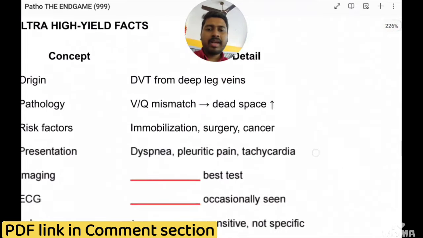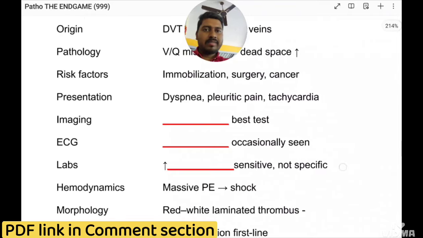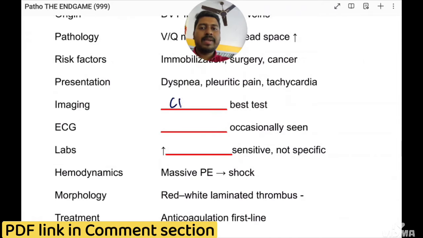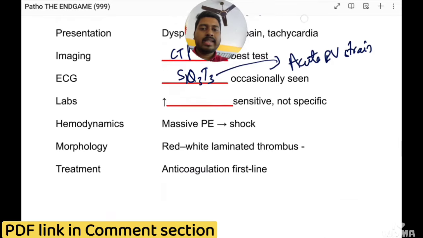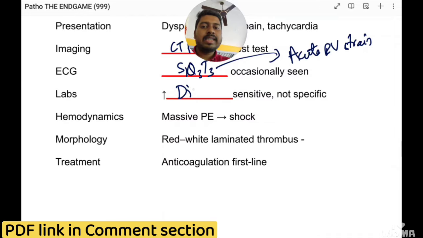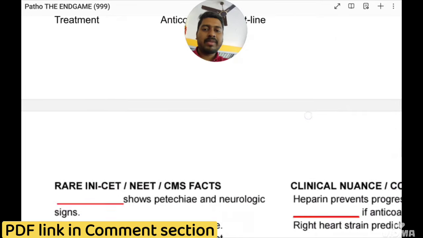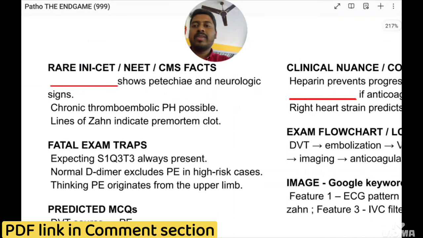Okay, so let's solve MCQs. Which is the best imaging test? It is CTPA, CT pulmonary angiography. ECG, what pattern is seen occasionally? S1, Q3, T3, and it doesn't indicate pulmonary embolism, it indicates acute right ventricular strain. Okay. Next, which lab parameter is increased? D-dimer, which is sensitive, but it is not very specific for pulmonary embolism. Okay. What shows petechiae and neurological signs? It is nothing but fat embolism.